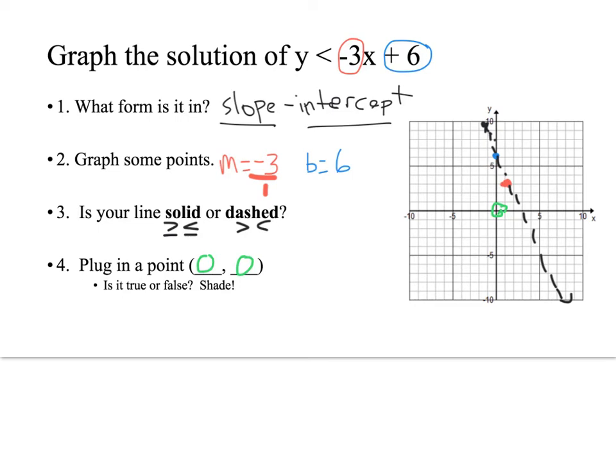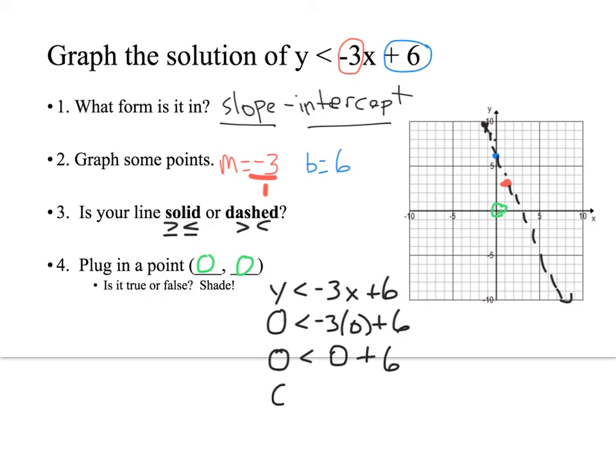So I'm going to go ahead and put 0, 0 in for my inequality. I have y is less than -3x plus 6. I'm going to put a 0 in for y. I'm going to put a 0 in for x. And we're going to simplify. So this is 0 is less than -3 times 0. This right here becomes 0. So then we have 0 plus 6, which is 6. So 0 is less than 6. The question is, is it true or false? Well, 0 is less than 6, so it's true.